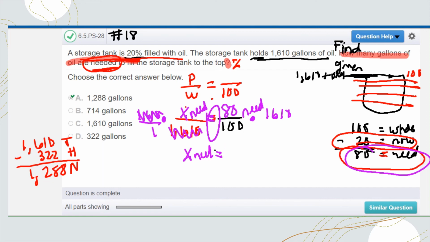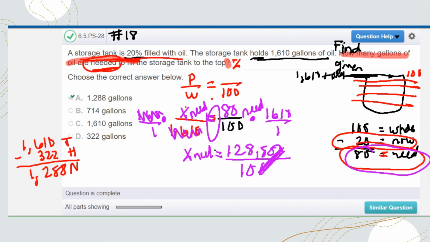So I have 80 times 1,610. That's going to give me 128,800 for my numerator, and for my denominator I have 100 times 1, which is 100. And then I'm going to divide.